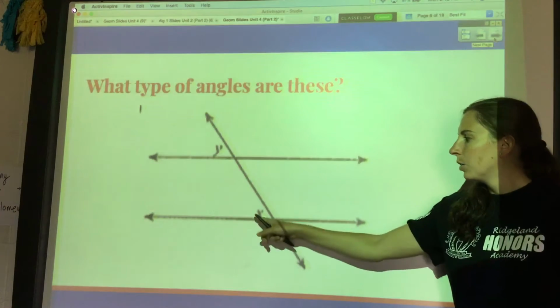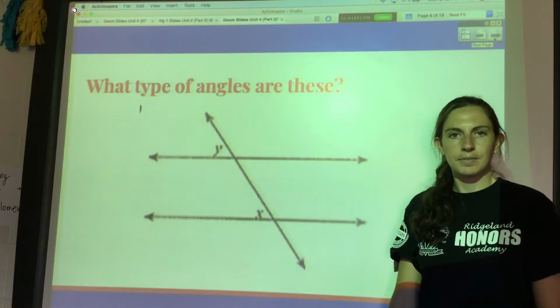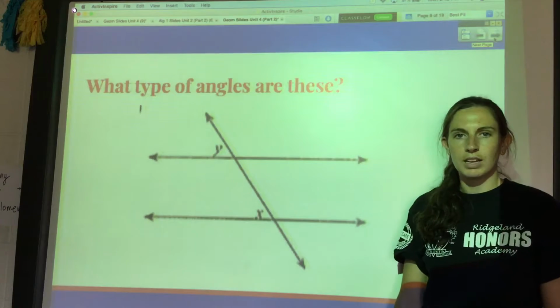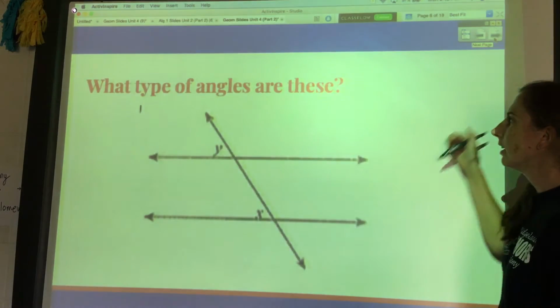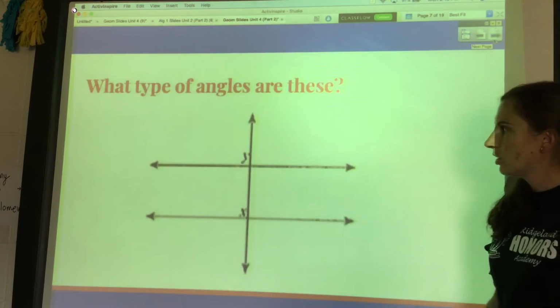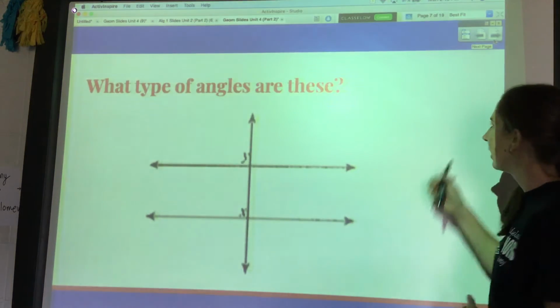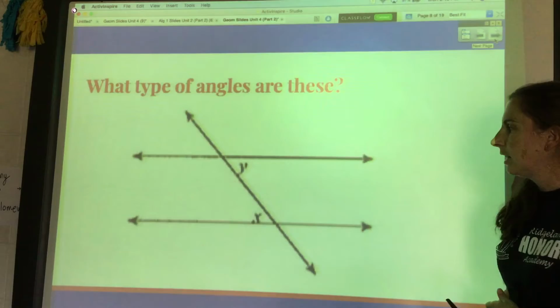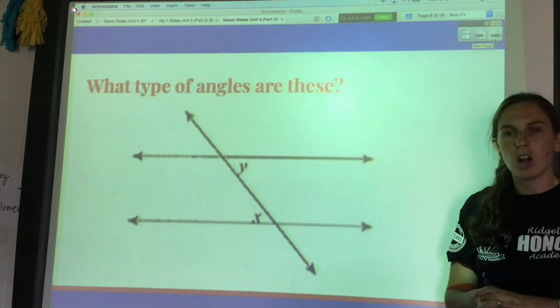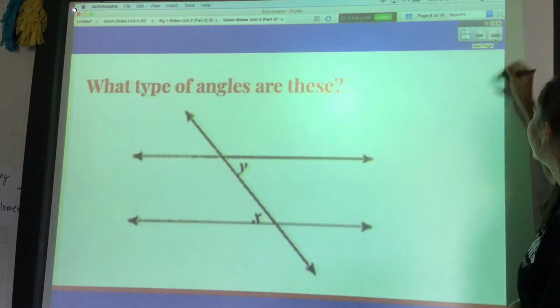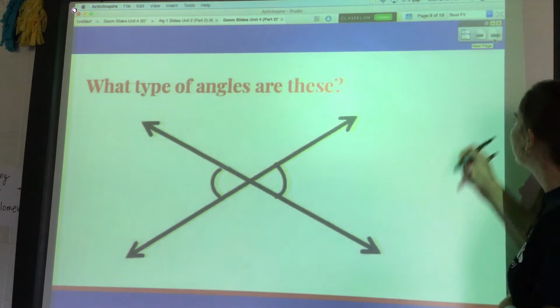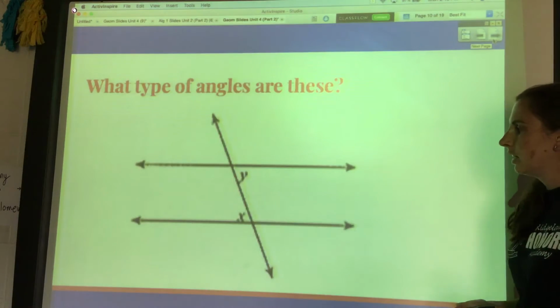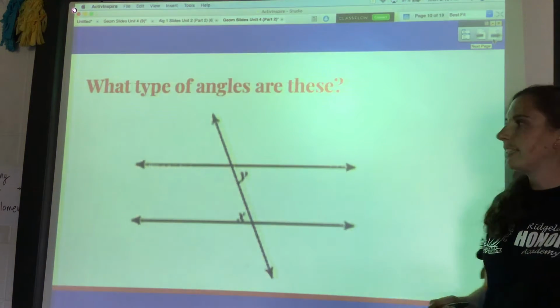So what kind of angles are these, X and Y? Those are corresponding angles because they're in the same position. They correspond to each other. These two, also corresponding angles. These two are alternate interior angles. These are vertical angles. Those are some more alternate interior angles.